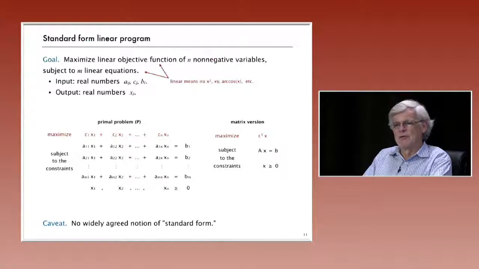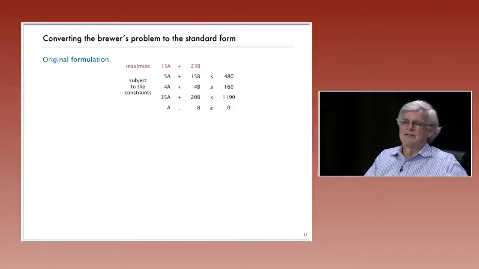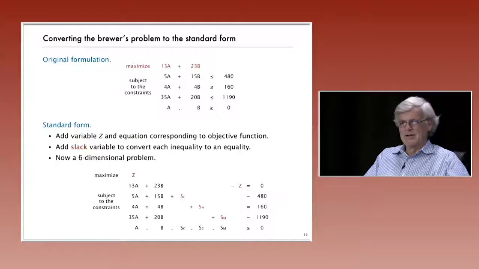So as I mentioned, there's no really widely agreed notion of standard form, so you'll find different standard forms in different contexts usually. Now our Brewer's problem didn't have equalities, it had inequalities. So we have to convert that to the standard form, basically get rid of the inequalities. And it's really easy to do, once you get used to this idea, and then we'll use it again later on.